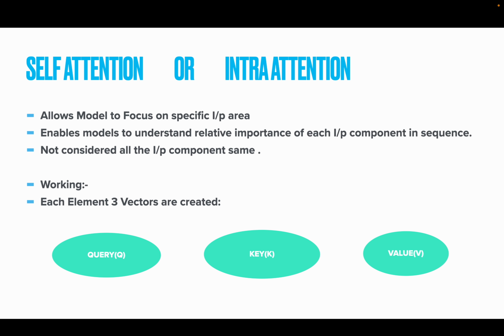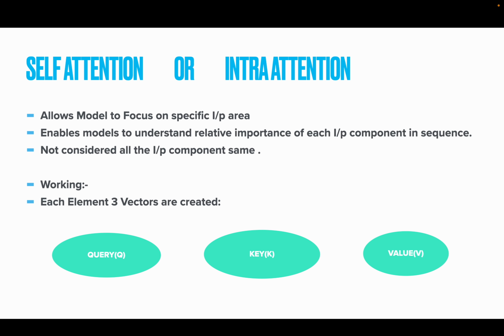This enables the model to understand the relative importance of each input component in a sequence. So each component is calculated, and to understand how important it is, this is further used to relate the correlations. It does not consider all the input components at the same time. And we will talk about the working of this.